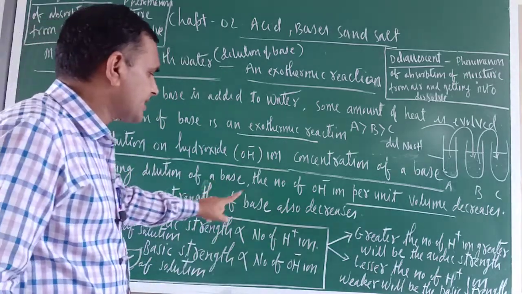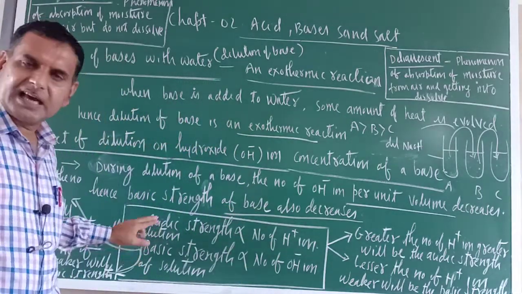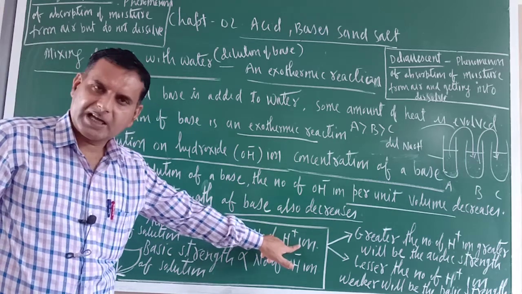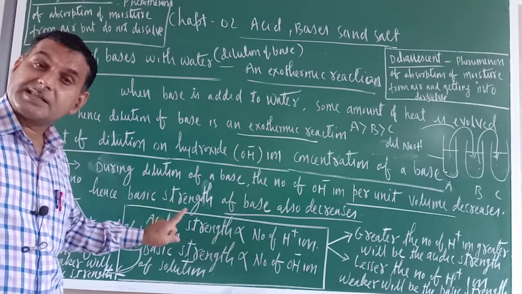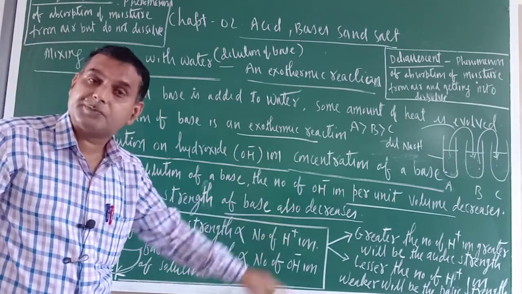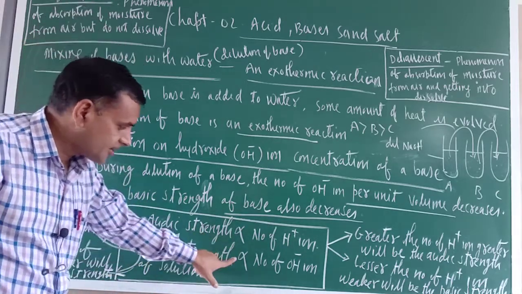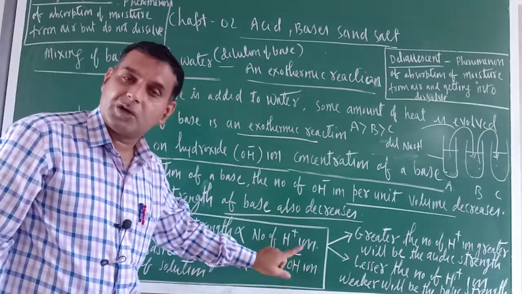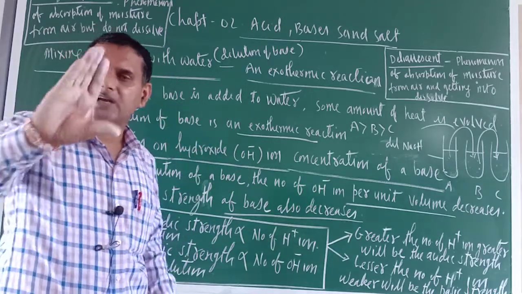Hence the basic strength of the base also decreases. The acidic strength of a solution is directly proportional to the number of H positive ion present in that solution. Similarly, the basic strength of a solution is directly proportional to the number of OH negative ion present in that solution.